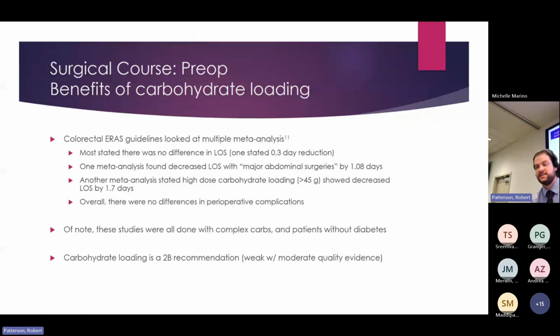Most meta-analyses stated that there was no difference in length of stay. There was one that showed a decrease with major abdominal surgeries by about 1 day, and high carbohydrate loading, this was with complex carbs, showed a decrease in length of stay by about 1 to 7 days. Overall, though, there was no summary or consensus that there was a difference. And these were all done with complex carbs and patients without diabetes. So this official recommendation via the ERAS protocol is a 2B recommendation, which is weak with moderate quality evidence.